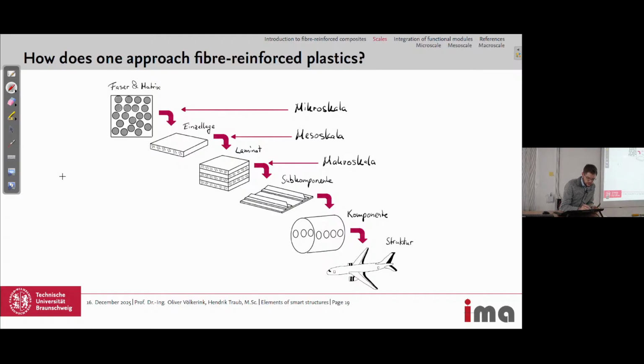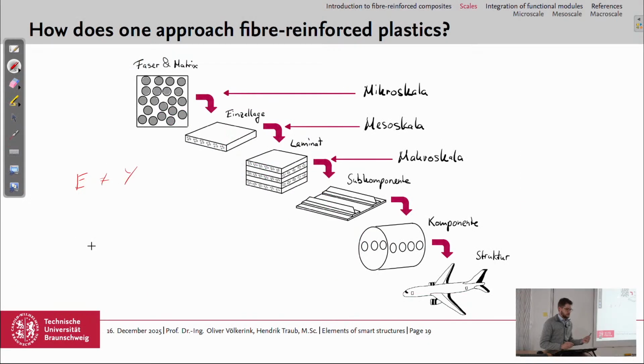Therefore, I have this slide up. I didn't mention yet in these slides we have E for the Young's modulus, so not the Y again, because I took the slides from a different course.